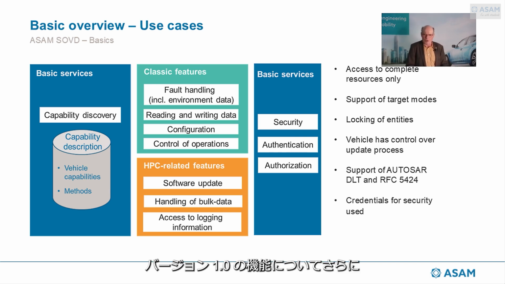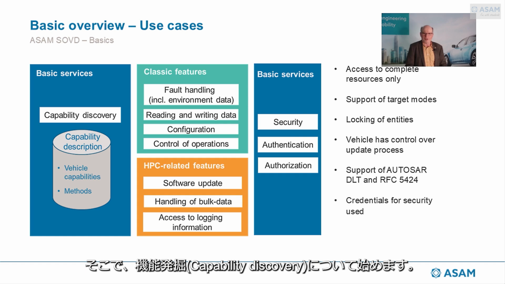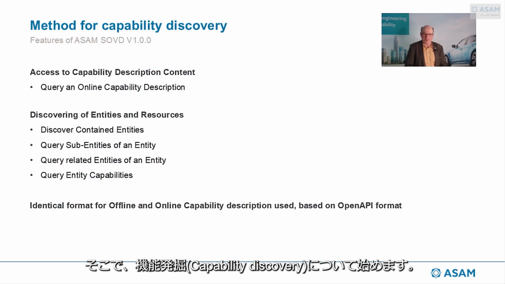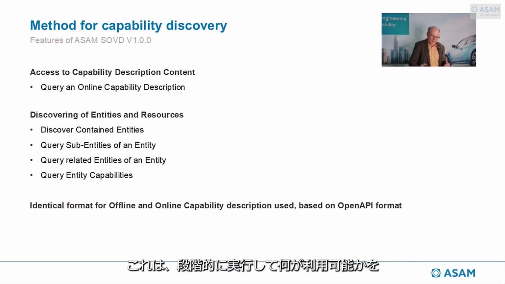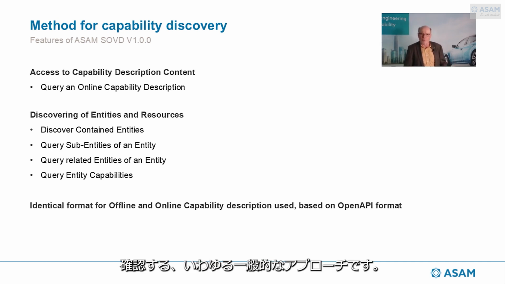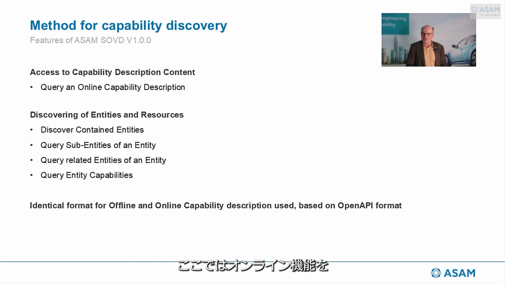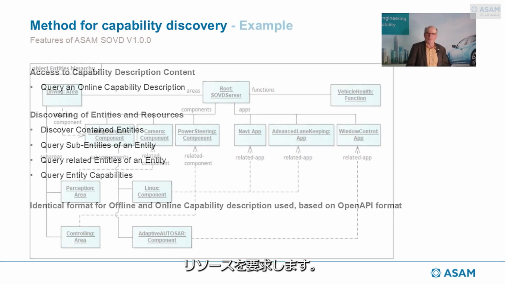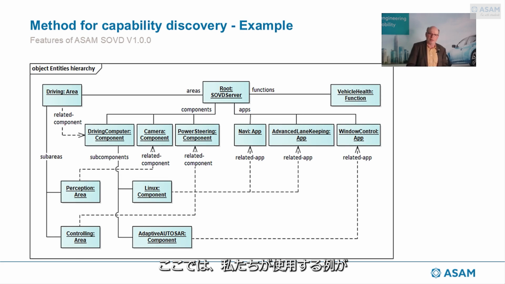Let's have a more detailed look to the functionality of the version 1.0. So we start here directly now with the capability discovery. So this is now the so-called generic approach where I go step by step and look what is available. I ask for the online capability description and ask then for the available entities and resources. Here you see an example which we will use further on in the other functionalities.